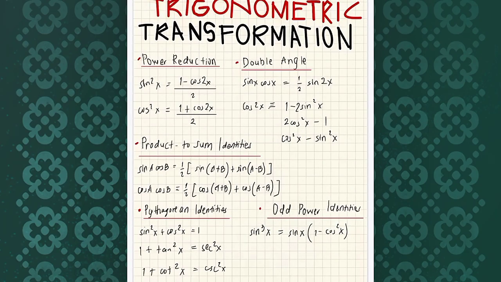Hi everyone, in this video, we'll cover trigonometric transformation, a key technique for solving integrals with sine and cosine functions. When integrals get tricky, like sine squared x or sine x cos x, we use identities like power reduction, double angle, and the product to sum to make them easier to solve. Let's go over the key formulas you need to remember.